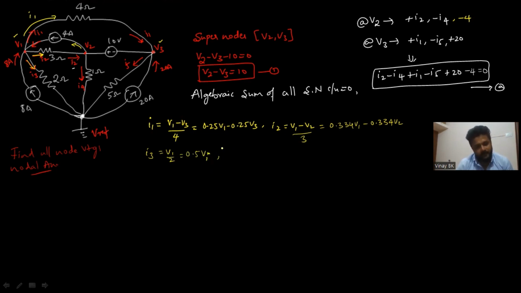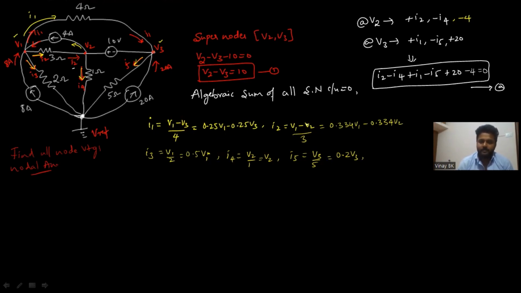Similarly, I3 is finished: I1, I2, I3, I4. I4 is flowing from V2 to reference, so I4 equals V2 divided by 1, which is nothing but V2. Next, I5 is flowing from V3 to V reference, so I5 equals V3 divided by 5, which is nothing but 0.2 V3. So I5 is finished. I hope I wrote all the current equations.